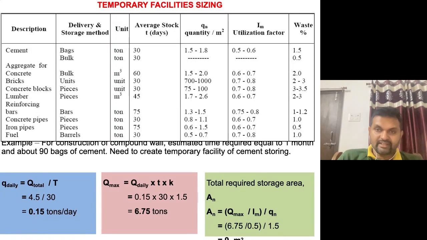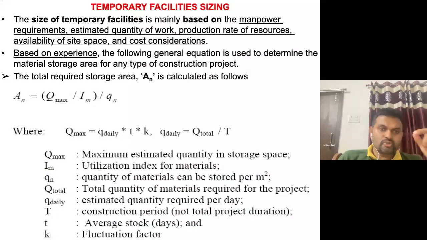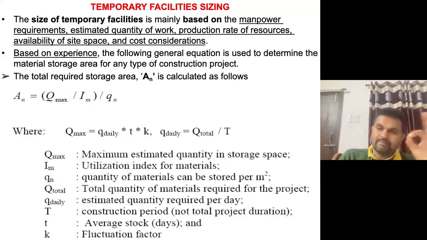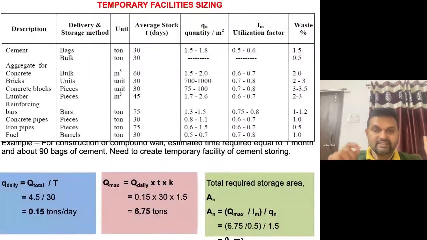So that IM factor I am going to get from here. Q max I need to calculate, right? IM I am going to get from the table. Then the whole bracket is divided by Qn. What is that Qn? Quantity of the material that can be stored per square meter. How much quantity of the material am I going to store per square meter? That I am also going to get from the table. See the third last column from the back side, Qn. For every material I am going to have a different quantity.